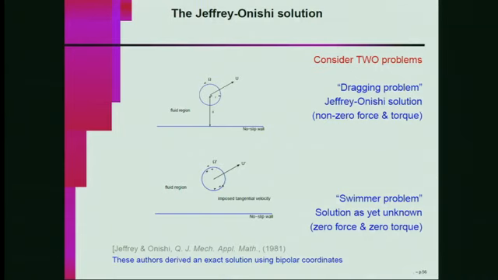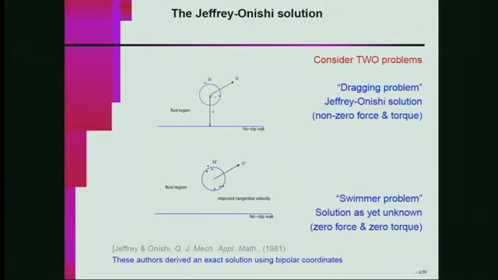So here's what I did to cut a long story short. I picked that swimmer because I knew about this beautiful solution from 1981 by Geoffrey Yonanishi, which is the analytical solution to this problem. There's an analytical solution to the dragging problem of a cylinder near a wall. And they solved it using bipolar coordinates.